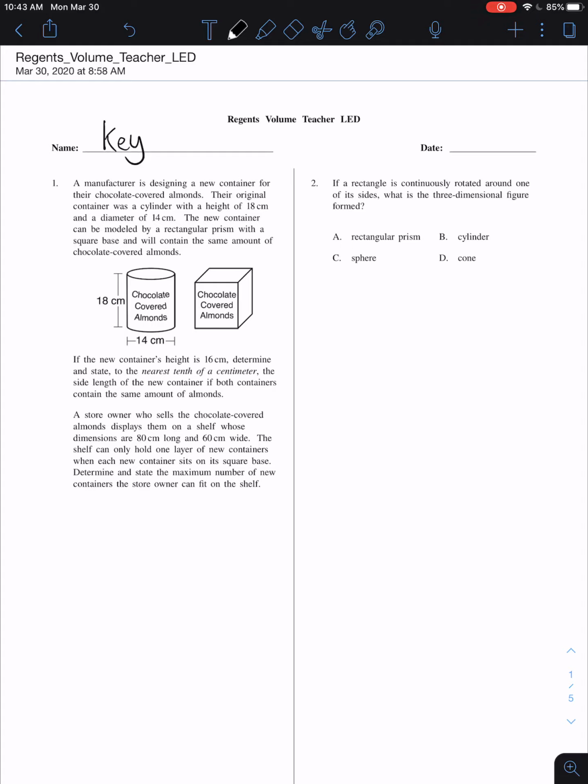Now we're not going to be doing this by the number of almonds. There were 27 almonds. We'll be doing this by the volume of almonds, considering an almond weighs so much per volume.